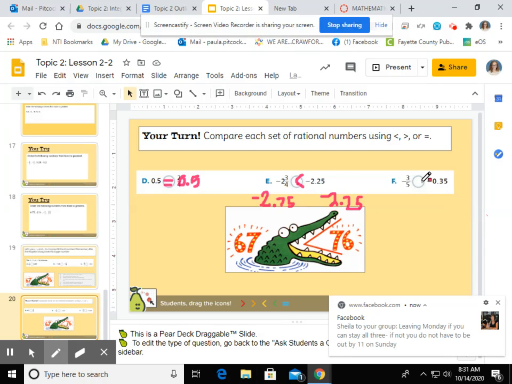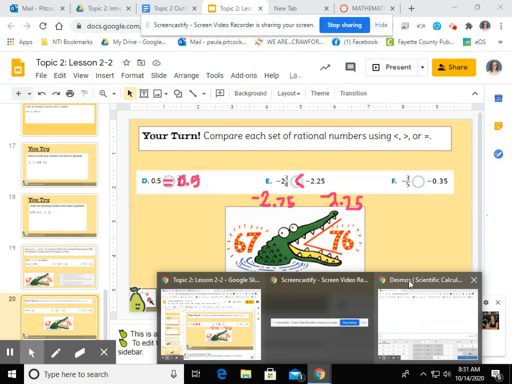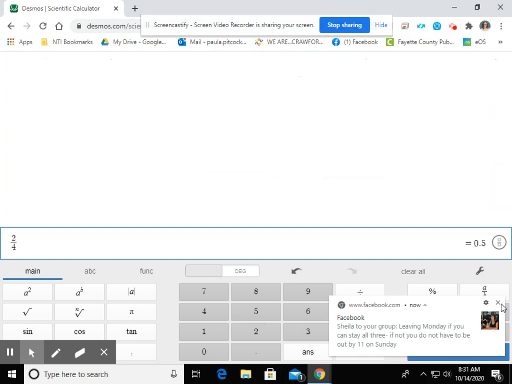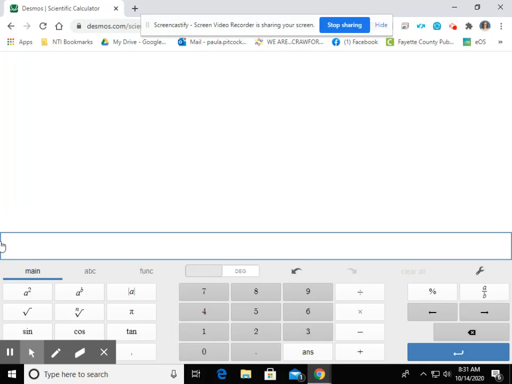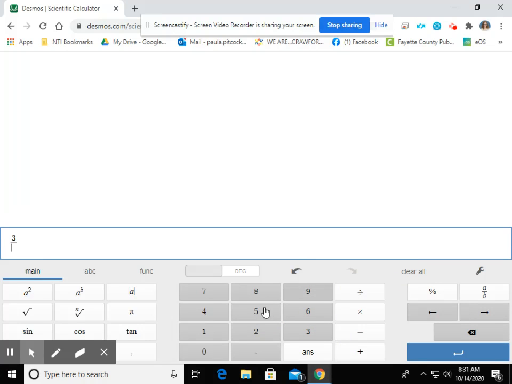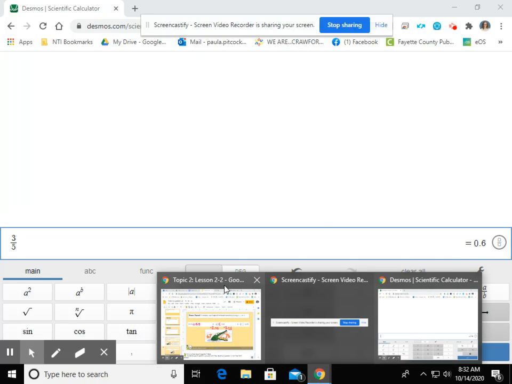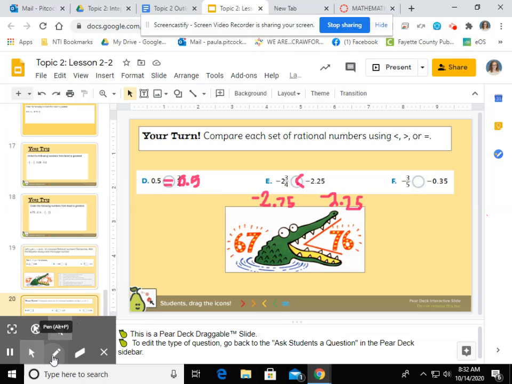Okay, the last one, 3/5. Let's figure out what that is. So I'm going to go to my calculator, and I'm going to do 3 divided by 5. 3 divided by 5 is 0.6. Okay, so let's write that down. I have 0.6. Oh, it's negative. Negative 0.6 compared to negative 0.35.